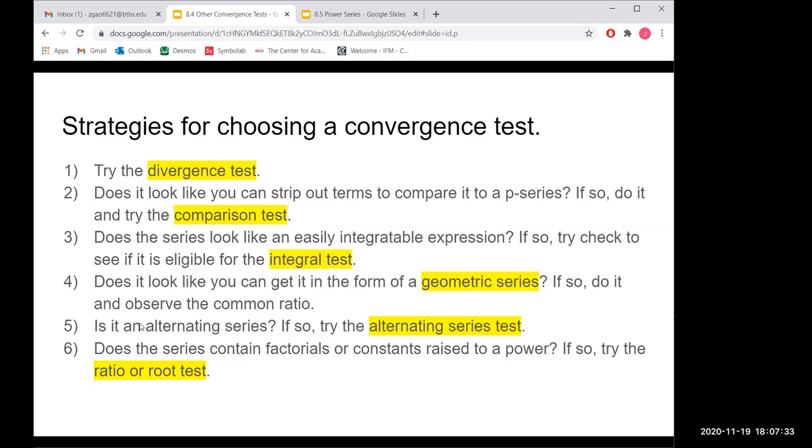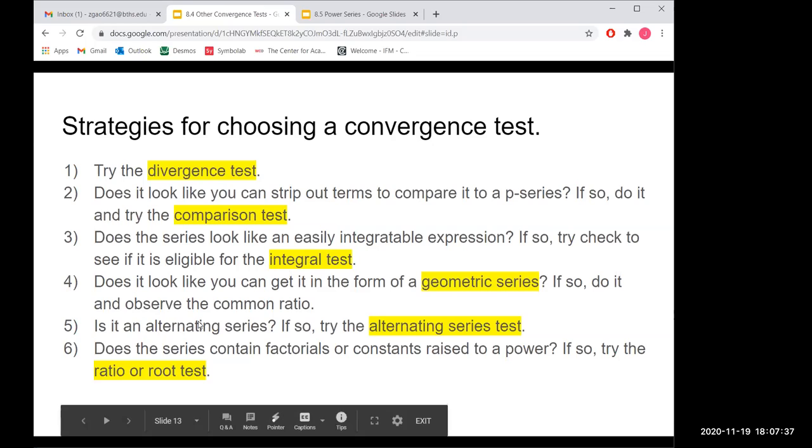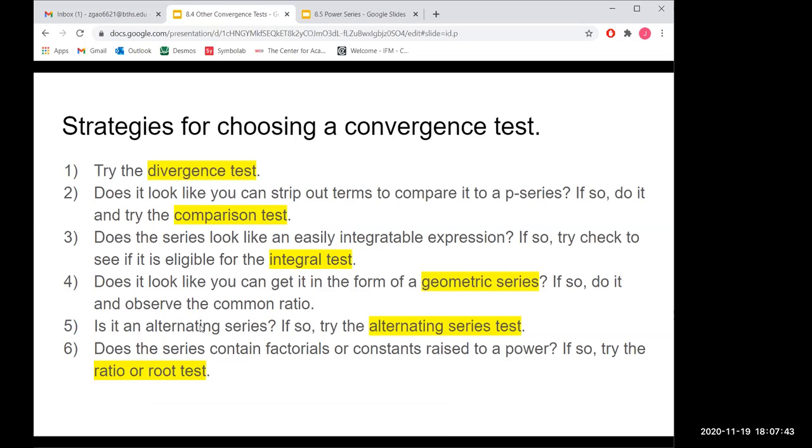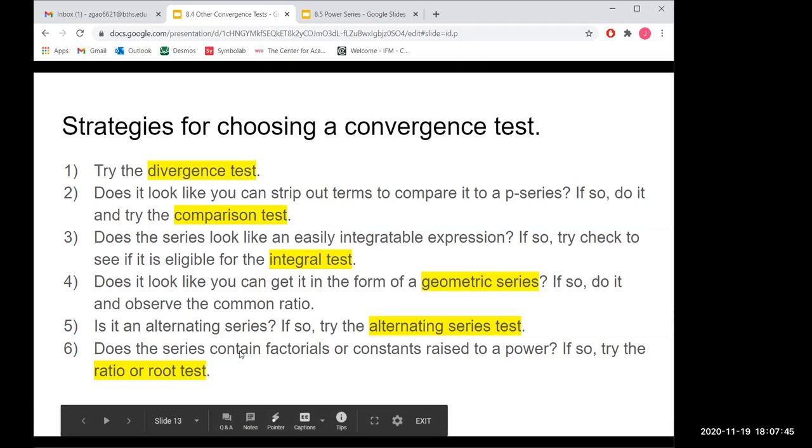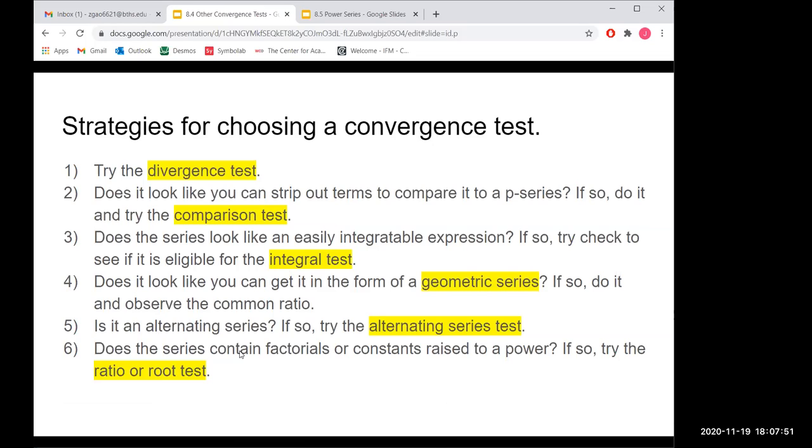And then last but not least, actually, no, wait, this is number 5. Number 5 says, is it an alternating series? If it is, try the alternating series test. And then this is the last one. If it contains any factorials or constants raised to a power, then you can try the ratio or root test. That's basically what we've been working on in this section, right? Those are stuff that have like 3 to the n or n factorial, things like that.